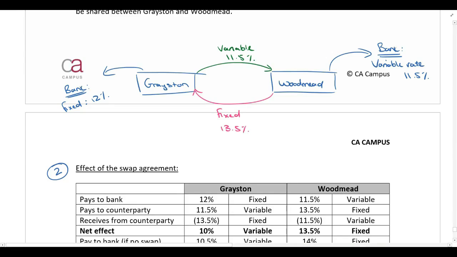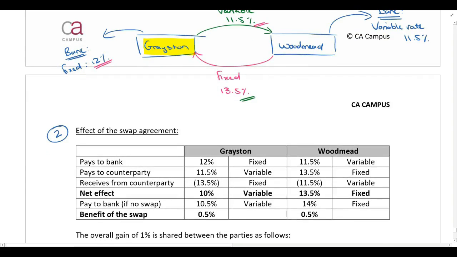Now, I want you to please just look at the position of Gryon. First, we're going to look at what happens to Gryon. Once we're happy with what happens for Gryon, we will then look at Woodmead. So please note, Gryon is going to pay their bank a fixed rate of 12%. They are going to pay Woodmead a variable rate of 11.5%, and they are going to receive a fixed rate of 13.5% from Woodmead.